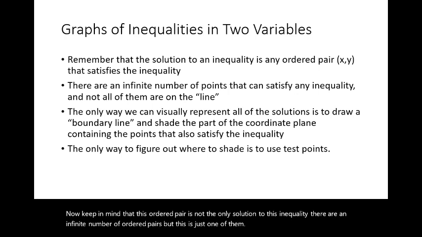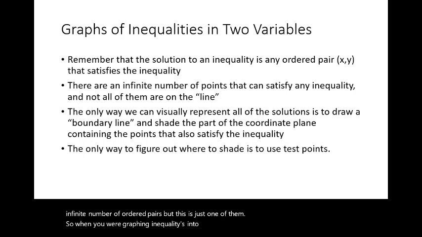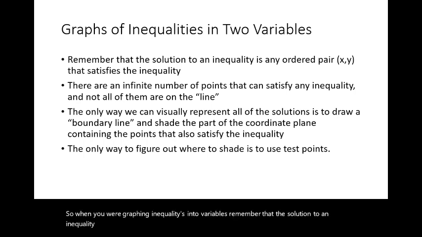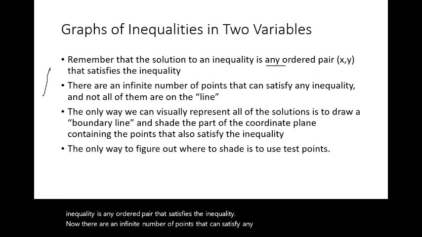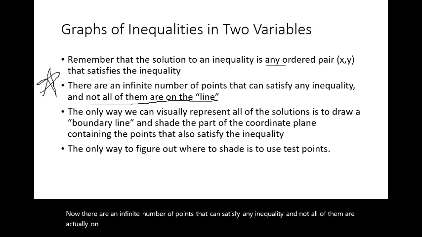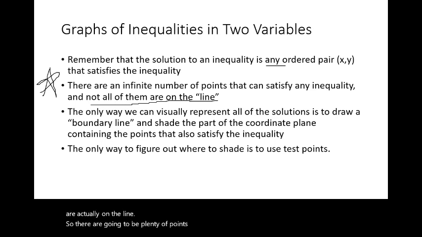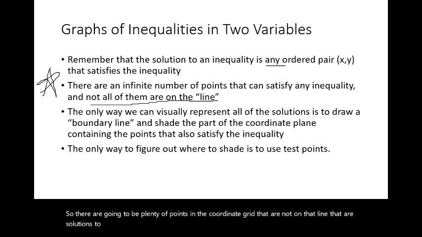When you are graphing inequalities in two variables, remember that the solution to an inequality is any ordered pair that satisfies the inequality. There are an infinite number of points that can satisfy any inequality, and not all of them are actually on the line. There are going to be plenty of points in the coordinate grid that are not on that line that are solutions to that inequality, and they do need to be represented as solutions.